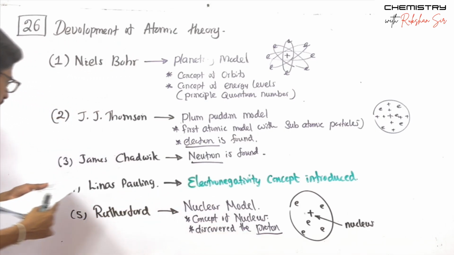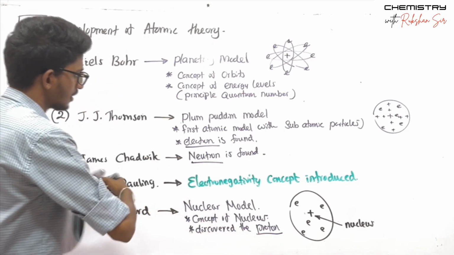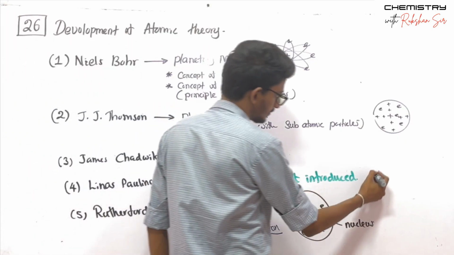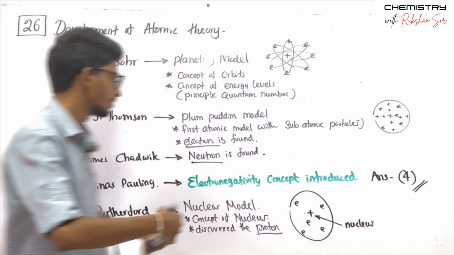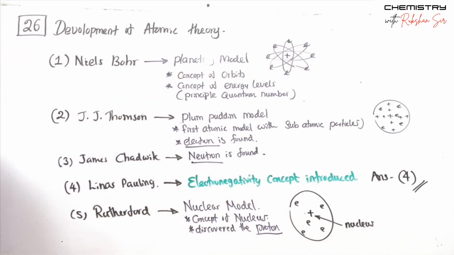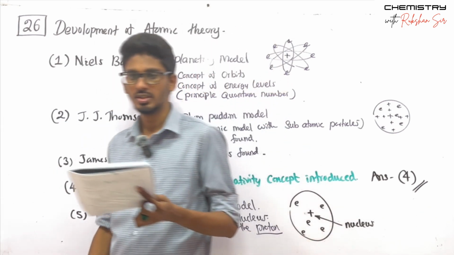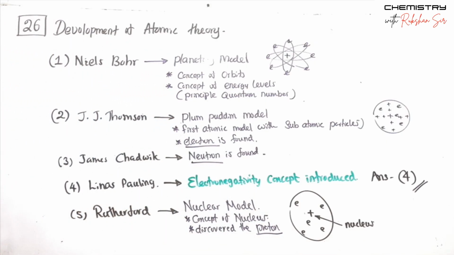So the one who didn't contribute to the atomic theory is Linus Pauling. So the answer should be answer number 4. What he has done was just introducing the concept of electronegativity. We'll discuss that later in the latter section of unit 1. So that is the review for question number 26. Right, let's come up with question number 27.